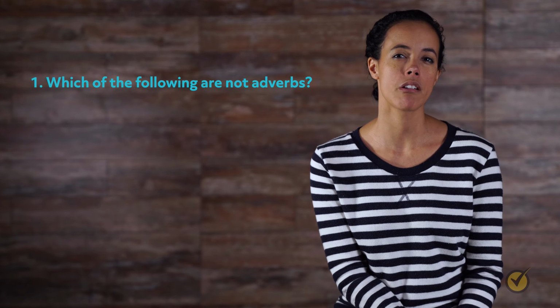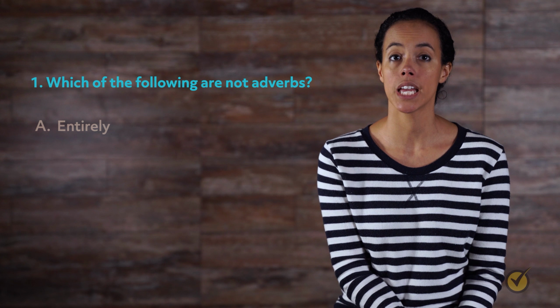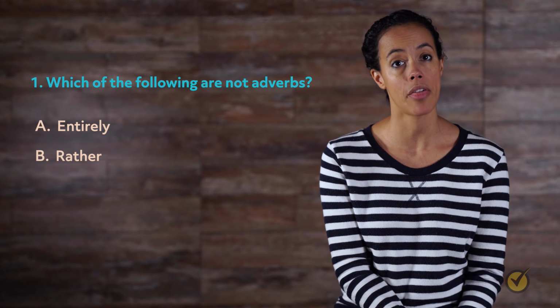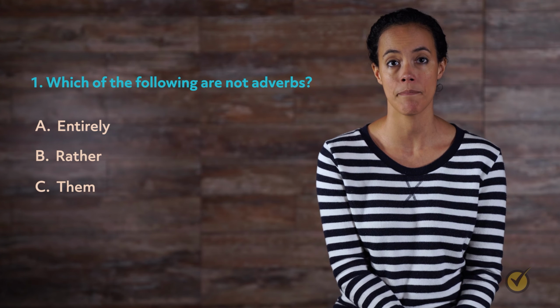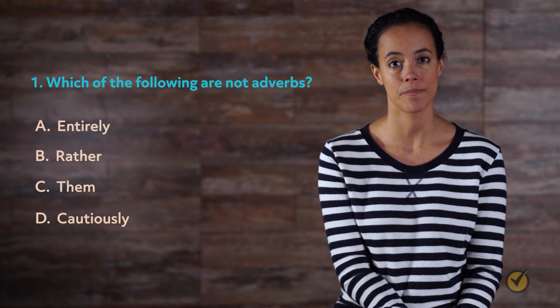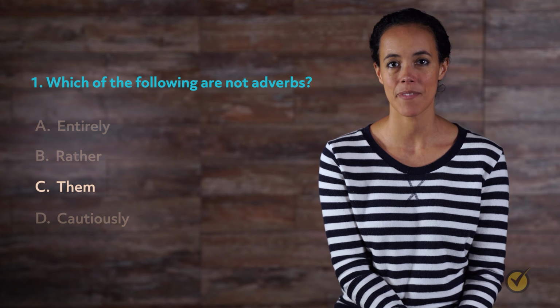Before we go, let's do a little practice to refresh what we've learned. Number 1, which of the following are not adverbs? A, entirely, B, rather, C, them, or D, cautiously. The answer is C, them.